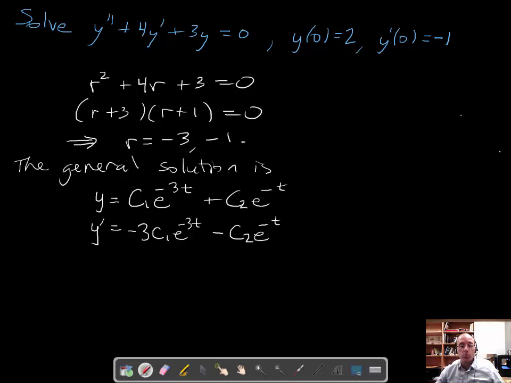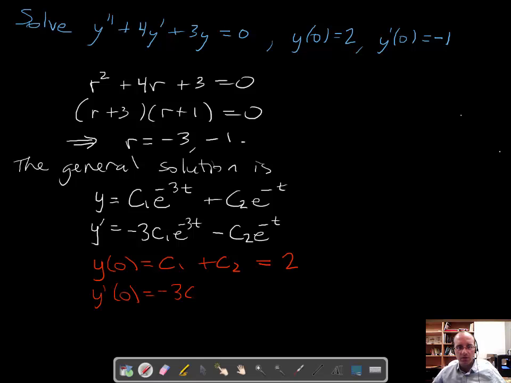So let's try plugging in 0. If I do y of 0, I'm going to end up with just c1 plus c2, but the initial condition says that that should work out to be 2. And if we look at y prime of 0, we're going to get negative 3c1 minus c2 equals negative 1. Now we have to solve this system of equations, and once we do, we'll know the value of c1 and c2.